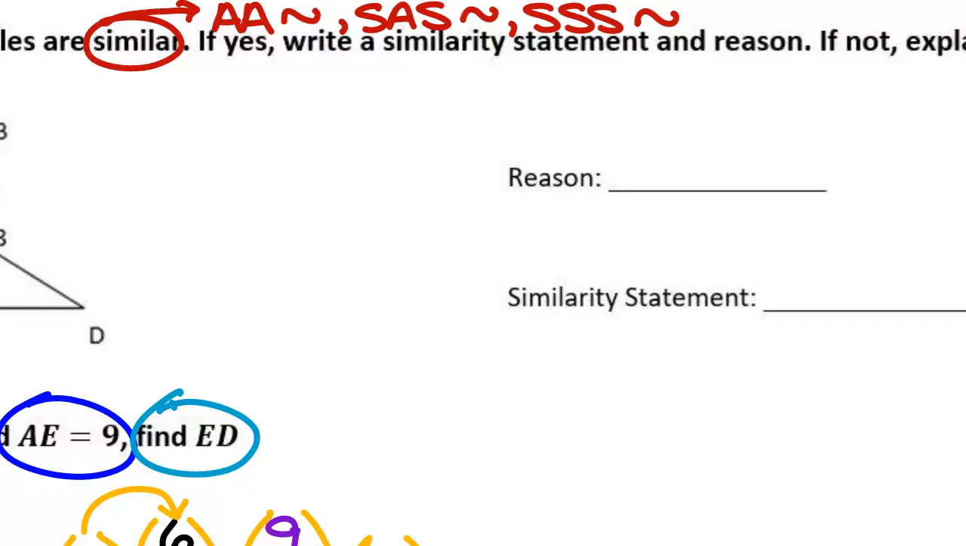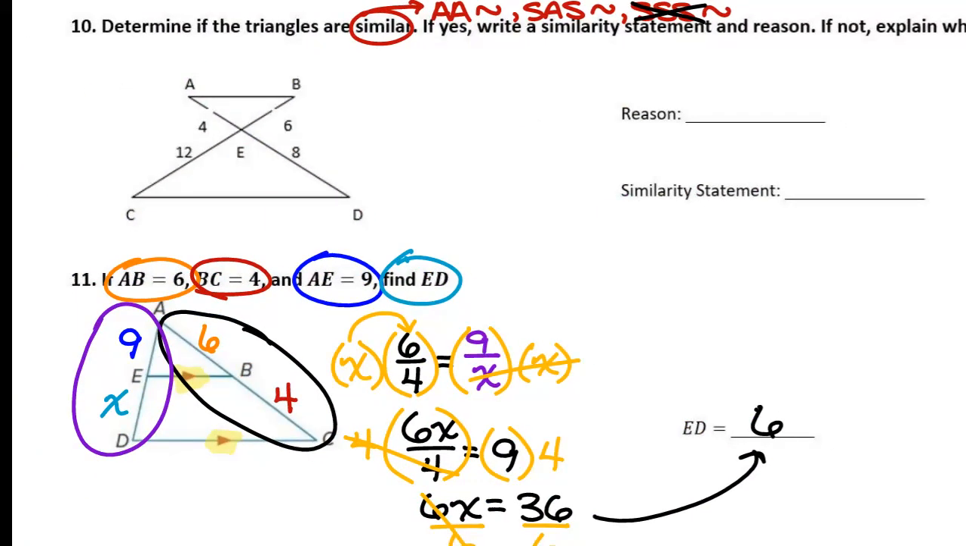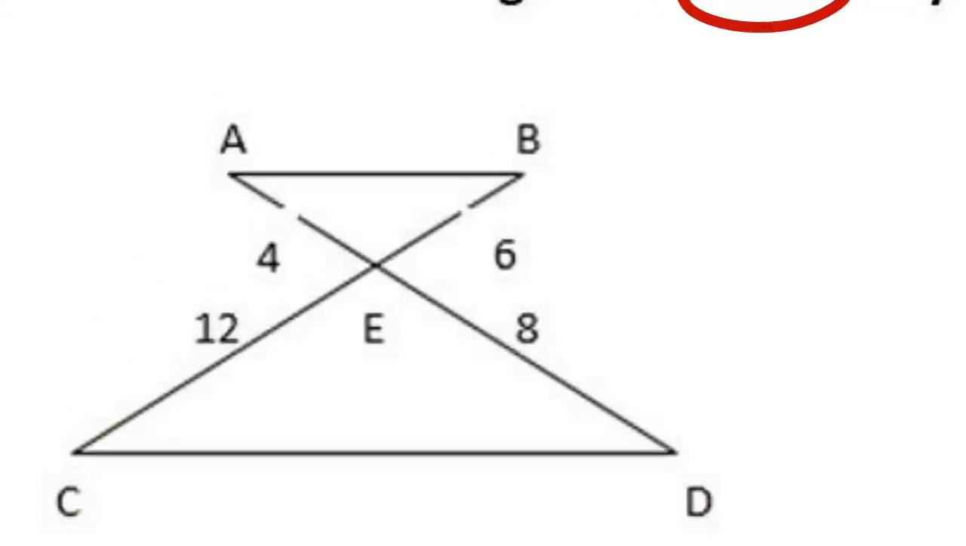Can we use side-side-side similarity here, do you think? No, why not? We don't have all the sides on both of the triangles, so I can't use side-side-side. Angle-angle. Do I know about any of the angles in the picture? Yes, I know about one of them, right? Because one pair of angles is what?